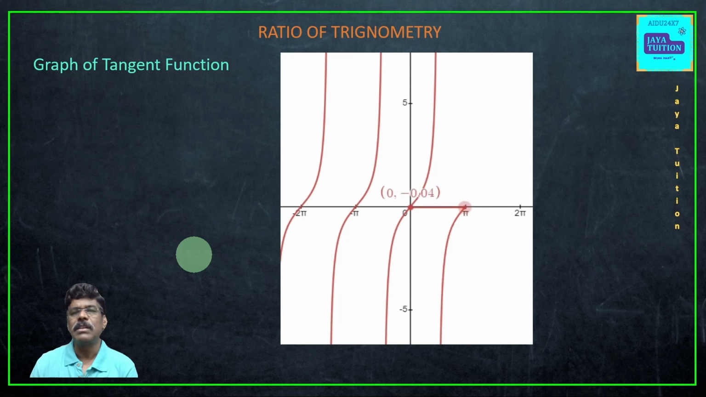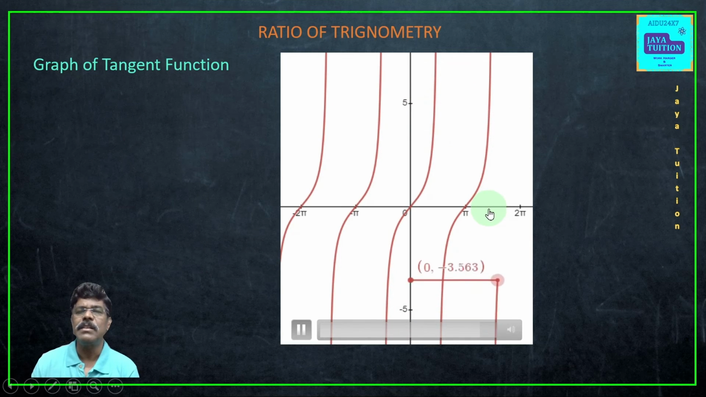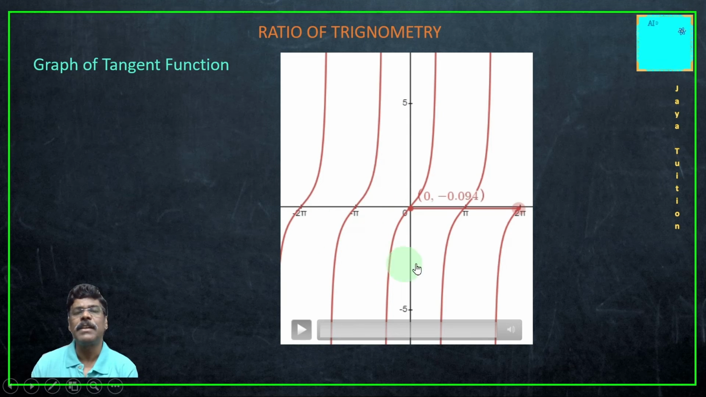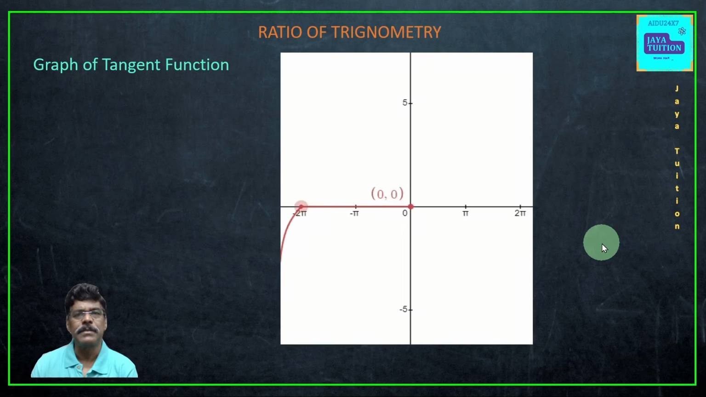So this is how the graph has been drawn onto the paper, and you can see the values over here at pi by 2, at 3 pi by 2, it becomes infinite. So at these values, the value will become equal to infinite. Okay, so there is an infinite function that takes place.